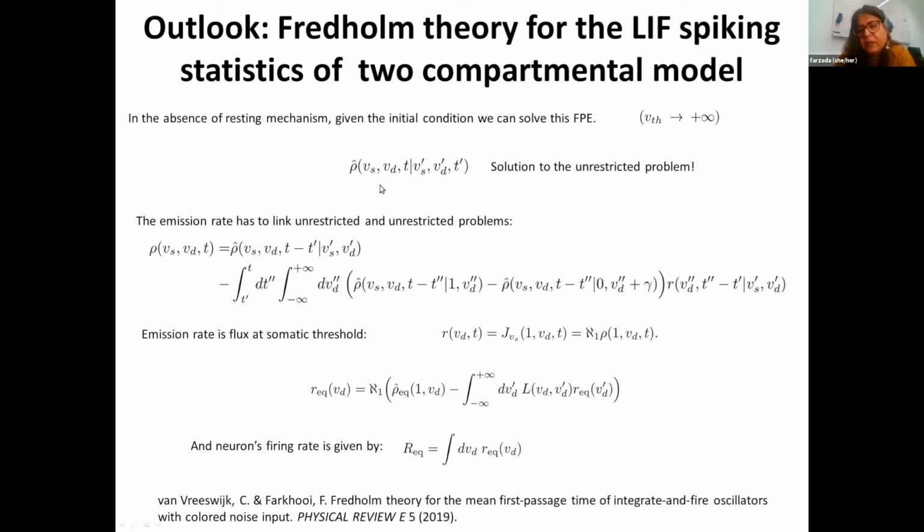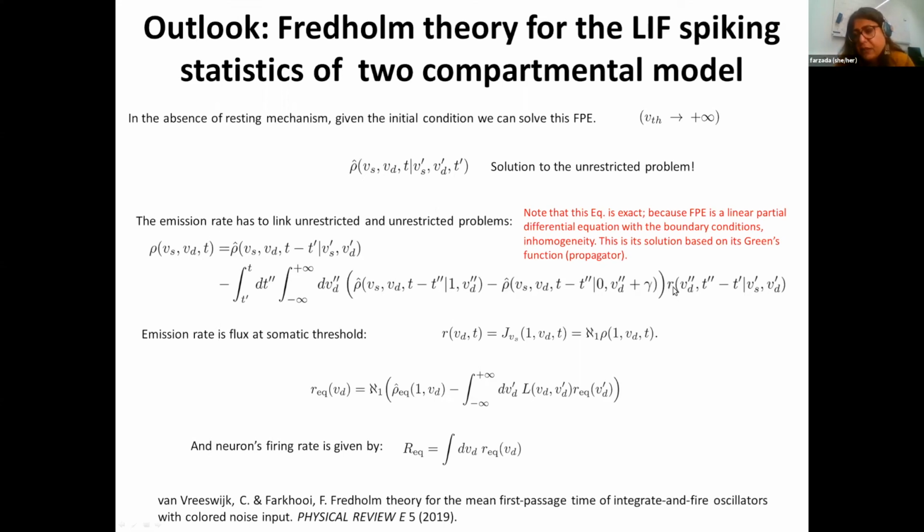The question is how we link this rho hat with rho, which is the problem with the boundary condition. In that paper, we show that we can link rho hat with rho, the unrestricted problem to the restricted problem, using these Fredholm equations. This Fredholm equation is nothing else except finding the rate of emission in such a way that it self-consistently takes the particle out when it reaches the threshold and puts it back afterward at the reset. And this equation is exact. For people interested in Green's function theory, it is basically a solution based on Green's function theory: this rate is a Green's function, a propagator that we need to solve self-consistently and put back.